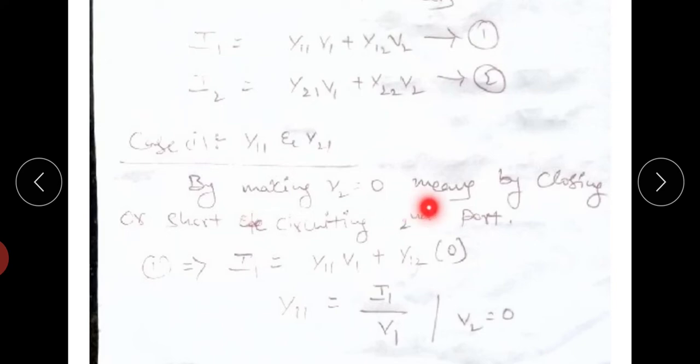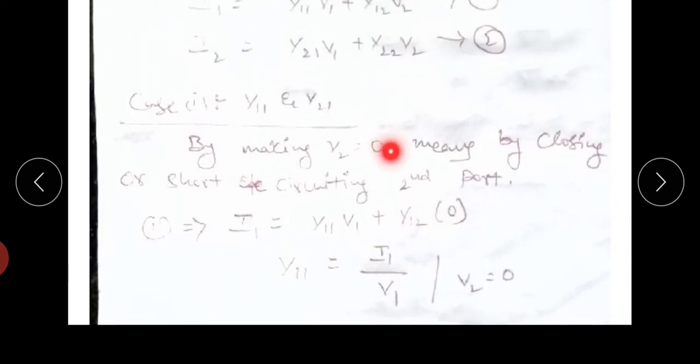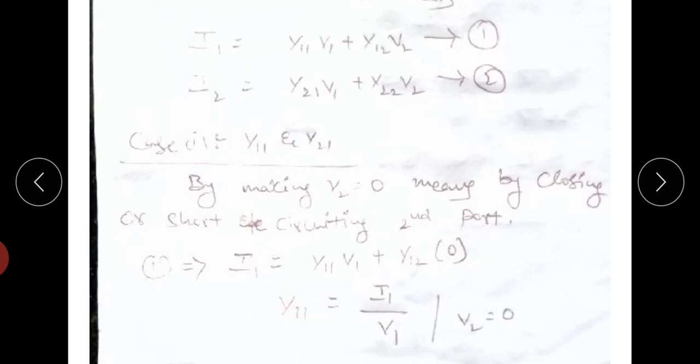So next, substitute V2 equals 0 in equations 1 and 2. So I1 equals Y11 V1 plus Y12 times 0. So Y11 equals I1 by V1 at V2 equals 0. It is at short circuit condition. I1 is input current, V1 is input voltage. So it is called admittance. So Y11 is also called short circuit input admittance.